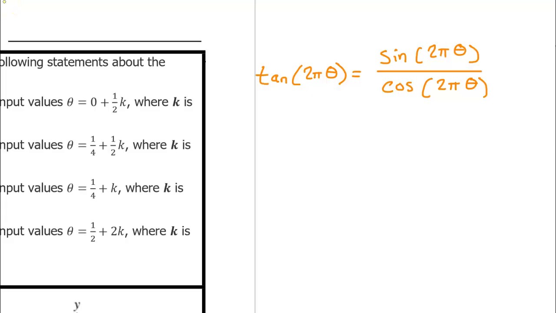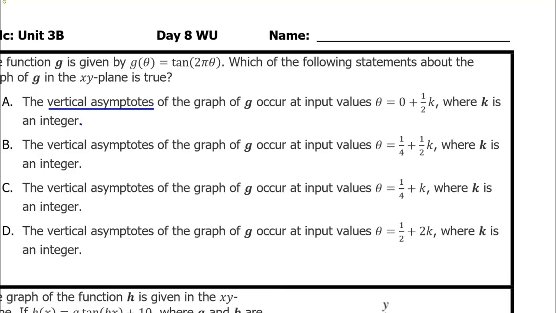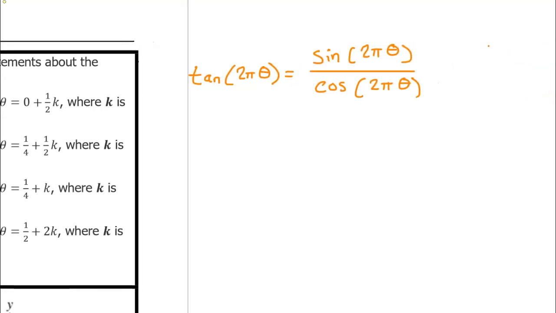So the tangent of 2 pi theta will equal the sine of 2 pi theta divided by the cosine of 2 pi theta. The vertical asymptotes will occur whenever a trig function is undefined. And that's going to be when the denominator is equal to 0. That's why we need to solve cosine of 2 pi theta is equal to 0. The solution to this equation will be where the vertical asymptotes are.